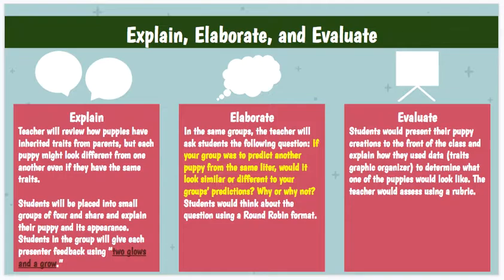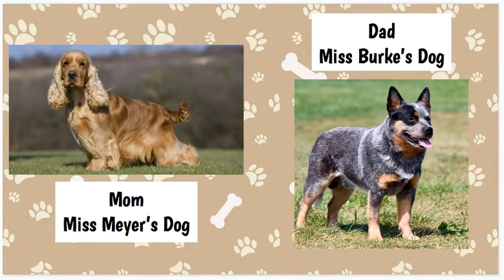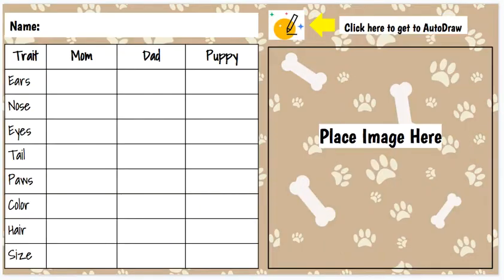So I was going to quickly go back and show you what the puppy creations slides look like. So here are the slides. It says puppy creations, what will a puppy look like? And it has the photos of the mom and dad dog, and this is just where students would fill in their graphic organizer. They have the link to AutoDraw, and this is where they place their image.